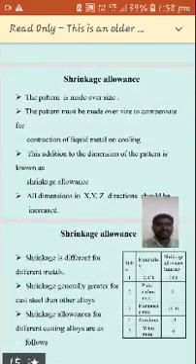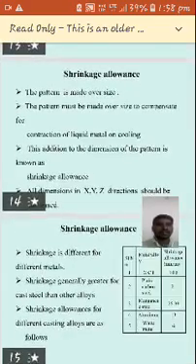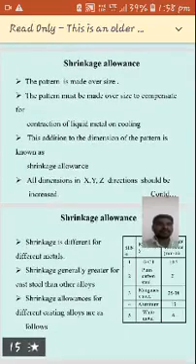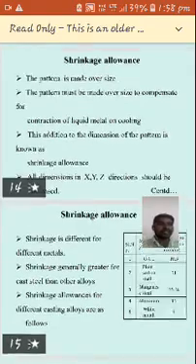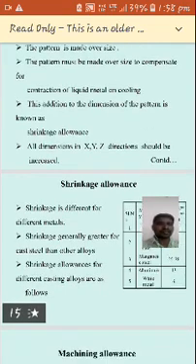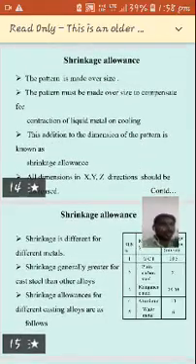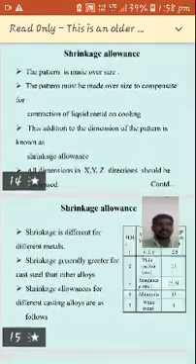So what is shrinkage allowance? The pattern is made oversized. The pattern must be made oversized to compensate for contraction of the liquid metal on cooling. Suppose while cooling the metal contracts, so it becomes undersized. To avoid that, we make the pattern oversized beforehand, so that even if it contracts, it comes to its original size. Adding additional dimensions is what we call allowance.